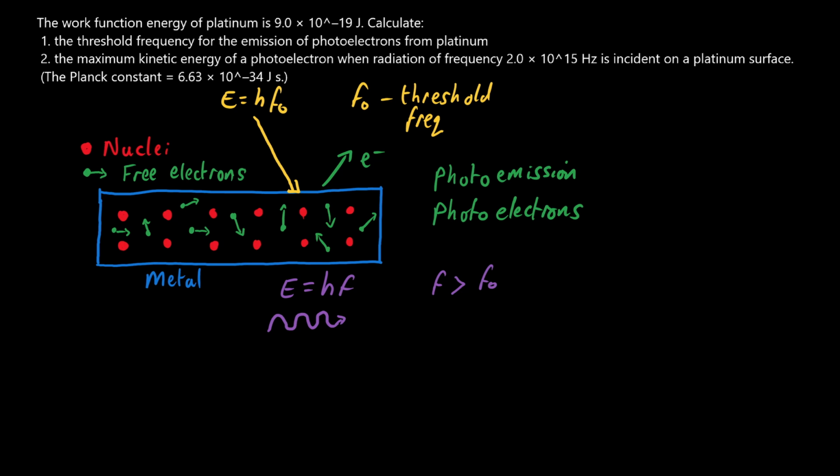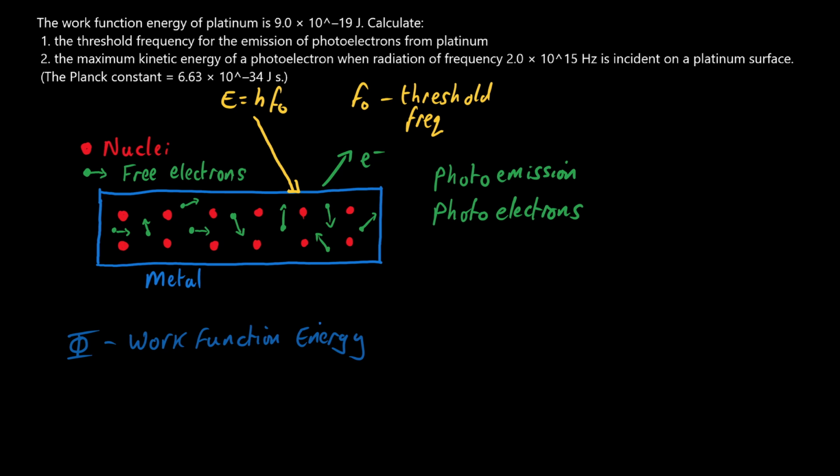So in other words, the higher the frequency, the more kinetic energy this photoelectron will have. And the more kinetic energy it has, the faster it will shoot off the surface. Because kinetic energy is equal to half times the mass of the electron times its velocity squared. Now each metal also has its own work function energy, and this is the minimum amount of energy necessary for an electron to escape the surface. And this work function energy has units of joules.